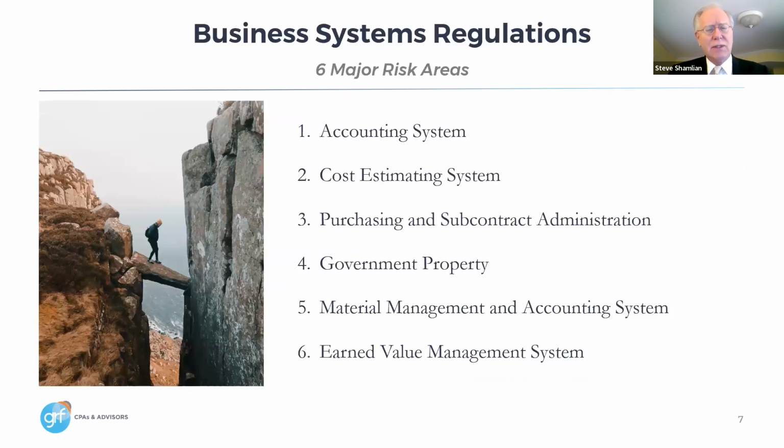Here's the 6 business systems. We'll be talking about the first 3: accounting systems, cost estimating systems, and purchasing and subcontract administration. But before we go on, just touch very briefly on the last 3. Government property system. Government has a good handle on this. They manage it pretty effectively.